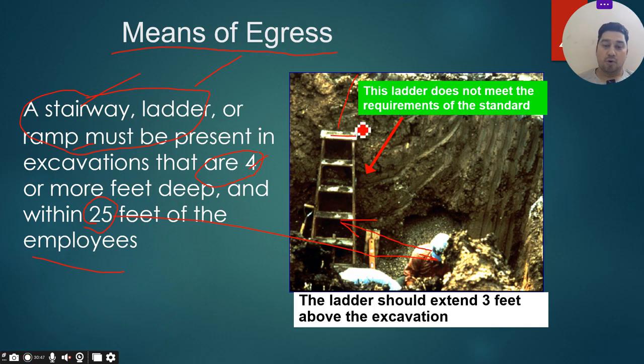So that's why OSHA requires that whenever you are using any ladder, it should extend 3 feet above the excavation. Let's say the wall is here, so the ladder should extend till here, 3 feet. So 3 feet above the excavation.